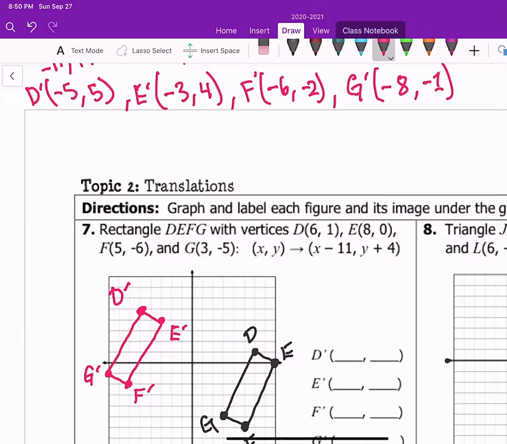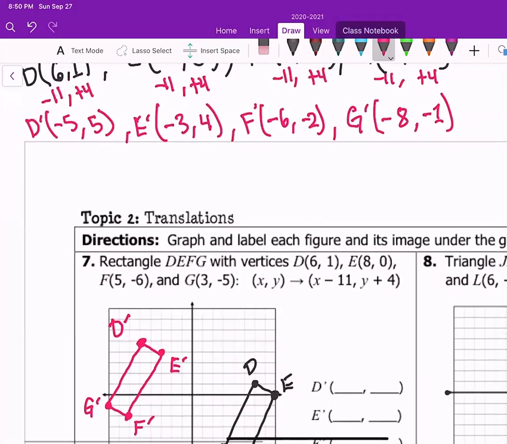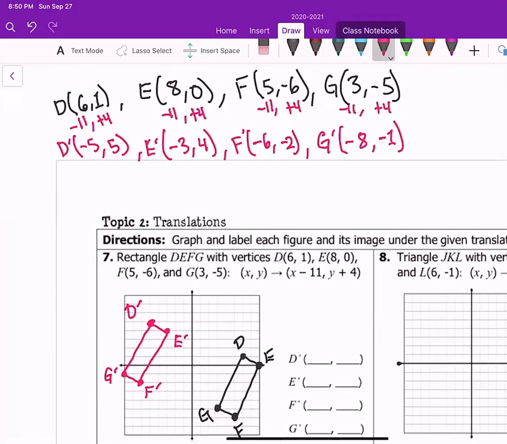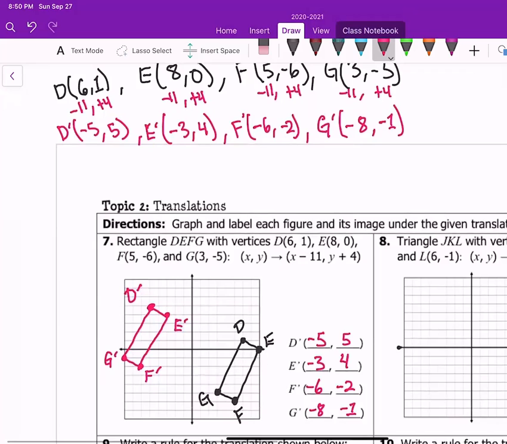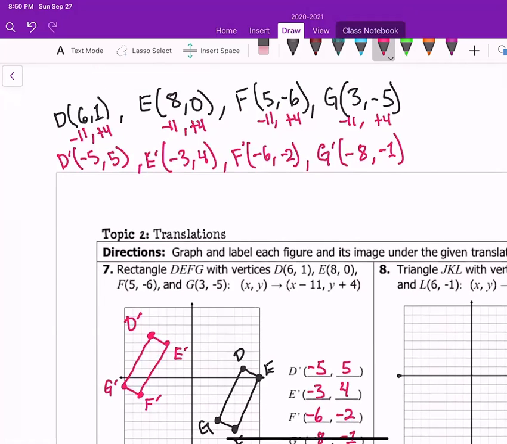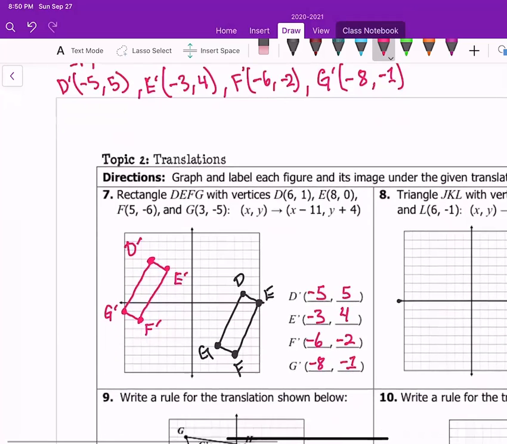So that is how I do these problems. So again, this is what I did. I'm just going to write them over here now. So I have (-5, 5), (-3, 4), (-6, -2), (-8, -1). All right, that is how you do number 7. Number 8 is pretty much the same steps. You just subtract 2 from x, subtract 6 from y, and go through the same steps like I did. So you could do the same thing on top. And that's how you do numbers 7 and 8.